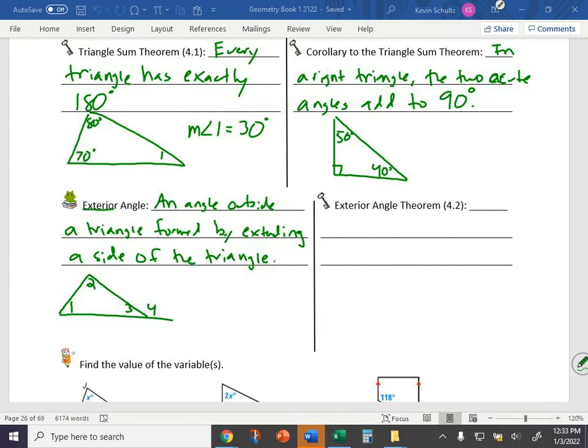Okay. So what the exterior angle theorem says is that an exterior angle is equal to the sum of the two non-adjacent angles. An exterior angle is equal to the sum of the two non-adjacent angles.